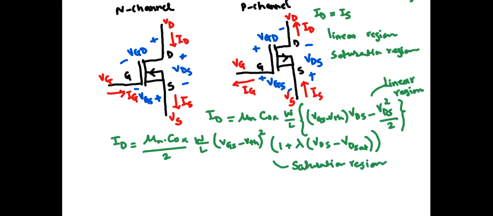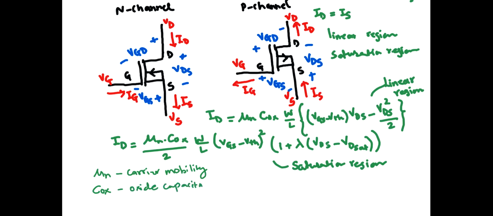Now, what do all these terms mean? For example, we say that mu n is called carrier mobility. So you see, when the electrons and the holes, which are the charge carriers that flow through a semiconductor device such as a MOSFET, their mobility, or in other words their speed of conduction, is called carrier mobility. Cox is called oxide capacitance.